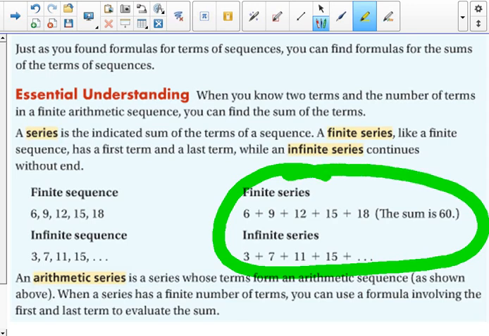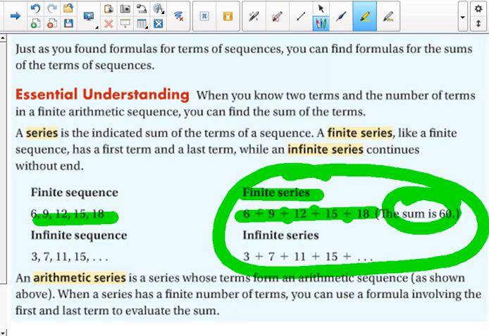Notice the difference. Instead of just listing the numbers like we do in a sequence, in a series, we add them. So the plus signs are the difference here. A finite series has a definite sum. You've got a beginning and an end, and you know the exact number of terms, and you know exactly what that sum is going to be. So that's a finite series.